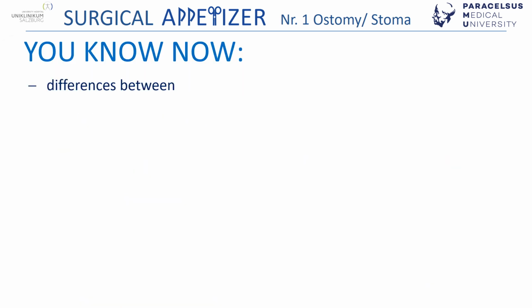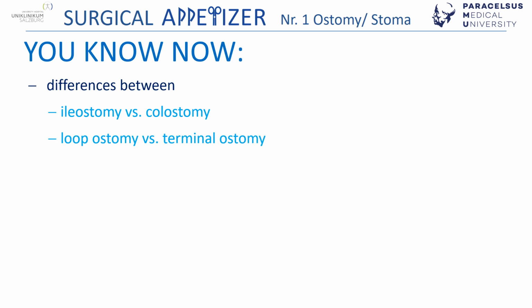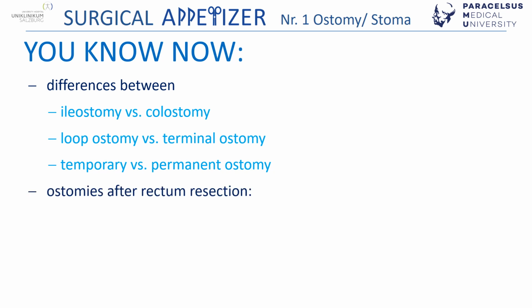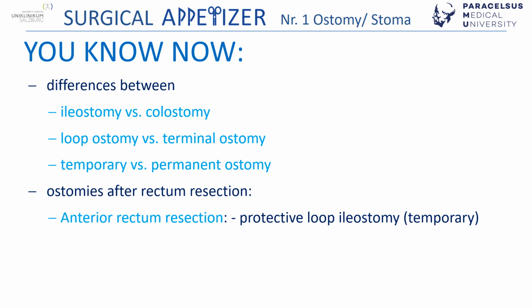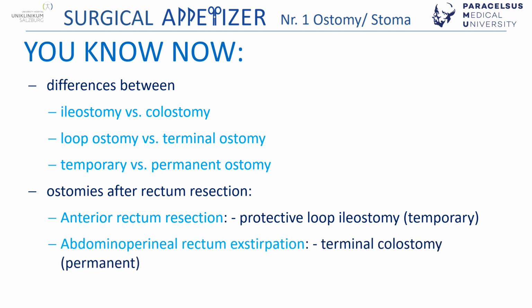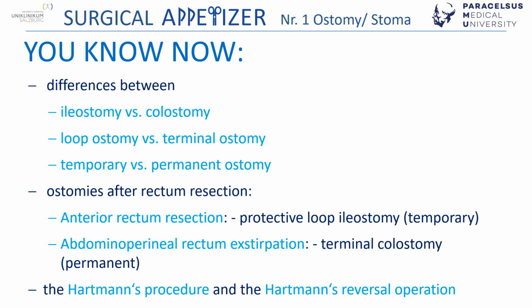You know now the differences between ileostomy and colostomy, the differences between loop ostomy versus terminal ostomy. You know the difference between permanent and temporary stoma. You know the typical ostomies after rectum resection, after an anterior rectum resection, the protective loop ileostomy to protect the deep anastomosis at the rectum, which is temporary, and the permanent terminal colostomy after abdominoperineal rectum extirpation. And you know the Hartmann's procedure and the Hartmann's reversal operation.